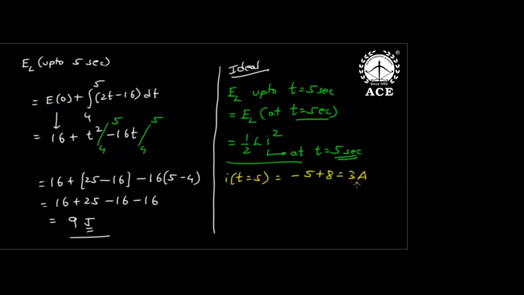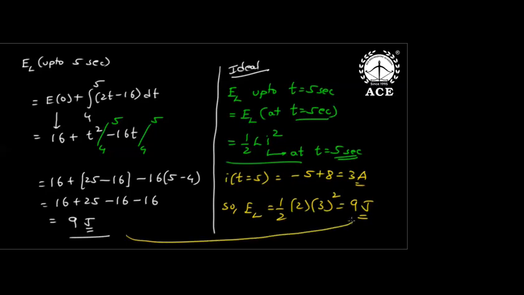3 amperes. So energy is also equal to half L I square, that is 9 joules. Same answer, matching here. So energy stored in the inductor up to 5 seconds is the energy at 5 seconds. That is a very important thing. This is a shortcut for the inductor, because current is its state variable.